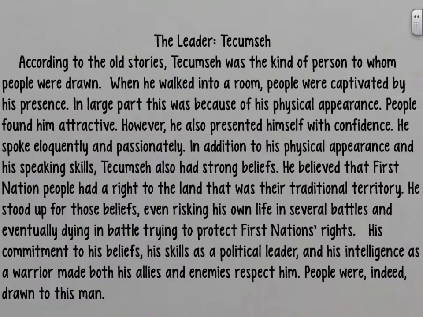Okay, let's read this piece. This will be our original text. As I read through the original text, try to determine the topic of the piece. In other words, who or what is the text about? Let me read.